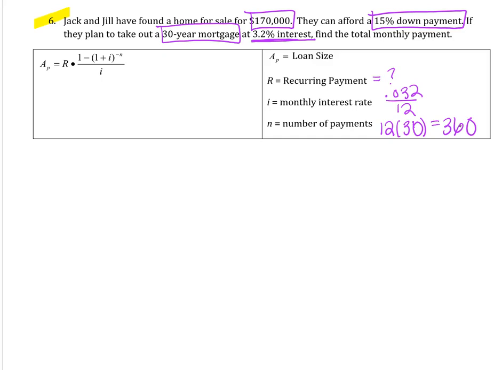Now, as far as the loan goes, if you're paying 15% down first, that means you're still maintaining or owing 85% of the house's original value. So I'm going to calculate 85% of $170,000, which ends up being 144,500. Okay, so the money I still need to get from the bank is $144,500. Now I just have to plug in what I know. So I'm plugging into my formula.